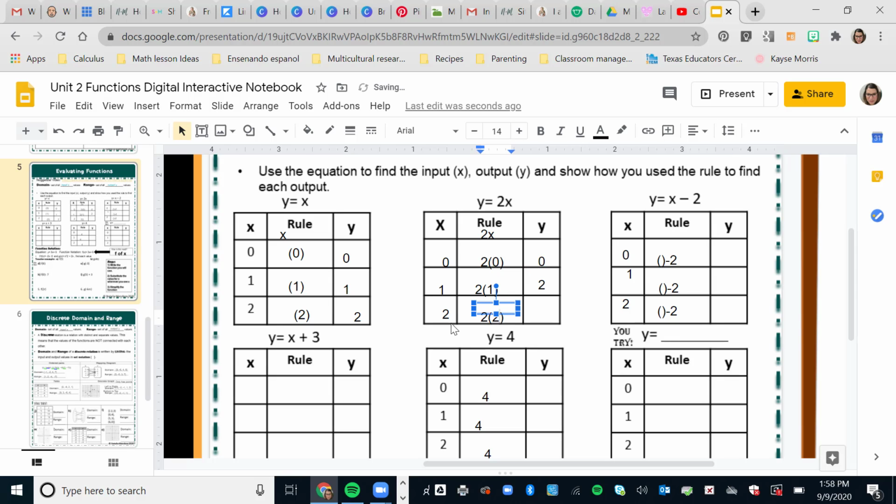Where did I get the 2 from? From my x value here. So I simplify that expression, and 2 times 2 is 4. Okay, all right, so same thing here.